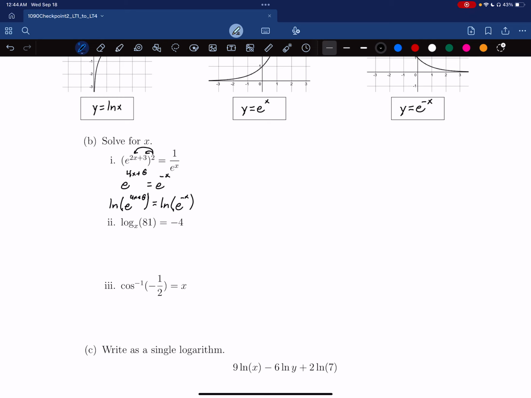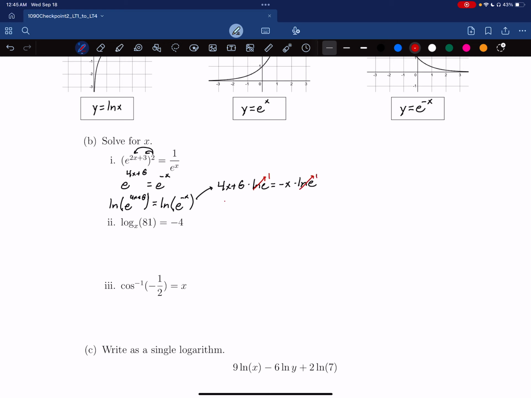We took the natural log of both sides. And then from here, if we have the natural log of e raised to something, we can basically bring these exponents out in front as coefficients. That's one of the rules we're allowed to do with natural log. So we can write this as 4x plus 6 times ln of e is equal to negative x times the ln of e. And one of the properties of natural log is that the natural log of e is just going to be equal to 1.